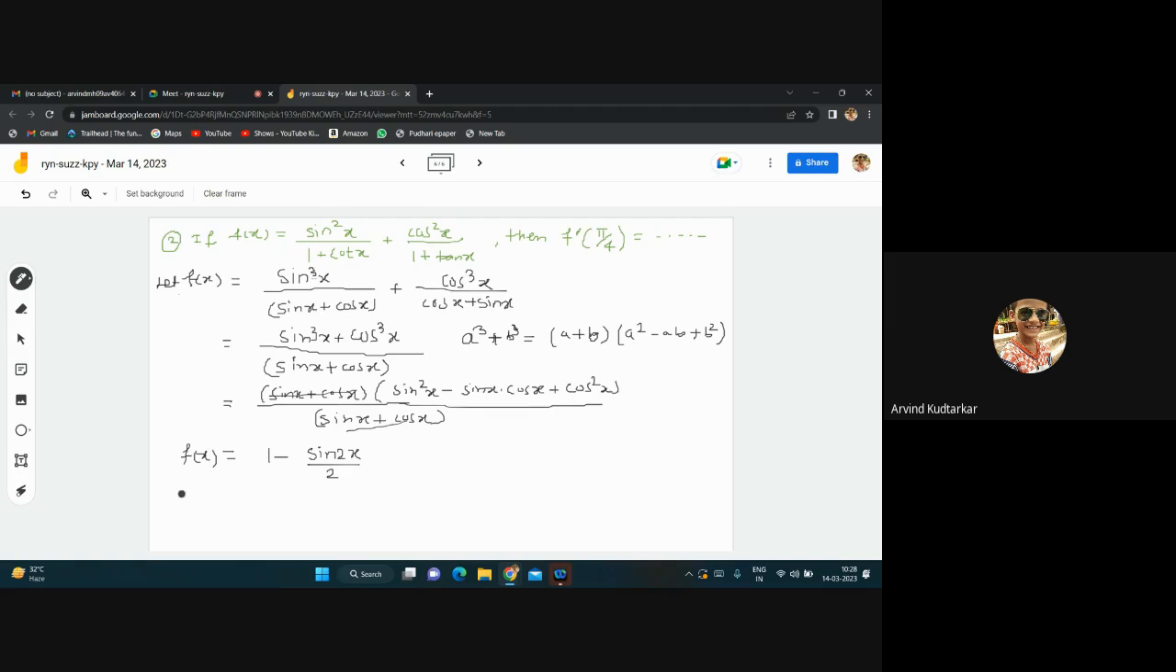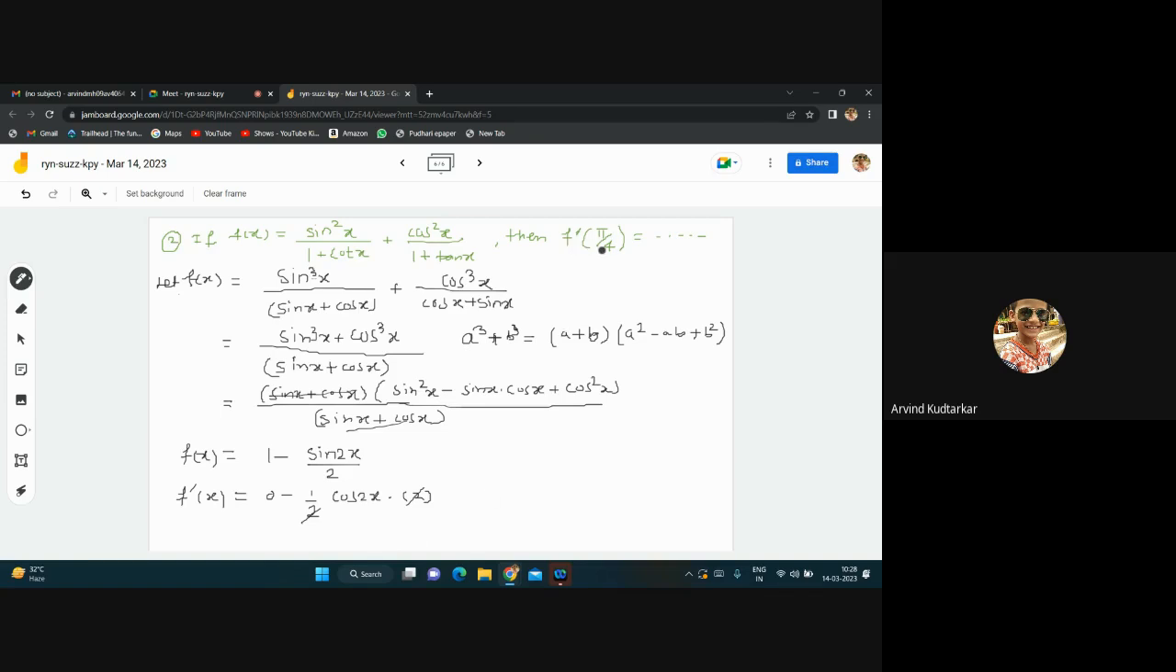So what is the derivative? It is called f dash of x. Sometimes it is also written as dy by dx or d by dx of function of x. So the derivative of a constant is 0, minus 1 by 2 times the derivative of sine. The derivative of sine will be cos of 2x. And once again, the derivative of 2x is 2. So this 2 and this 2 get cancelled.